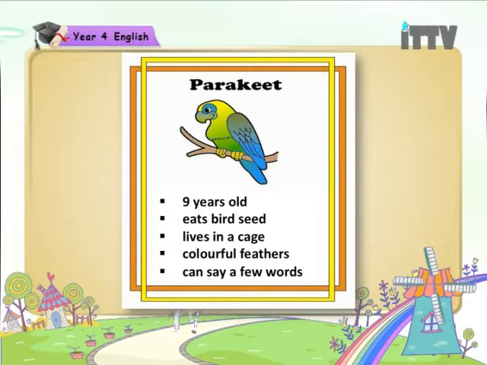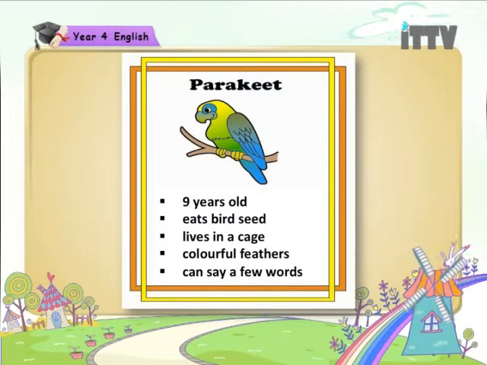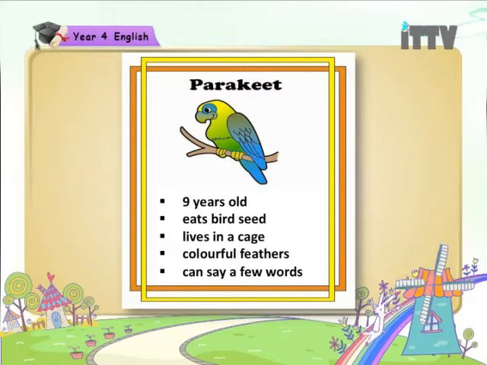Look, it's a parakeet. Now this parakeet is 9 years old. It eats bird seed and it lives in a cage. It has colorful feathers and it can say a few words.